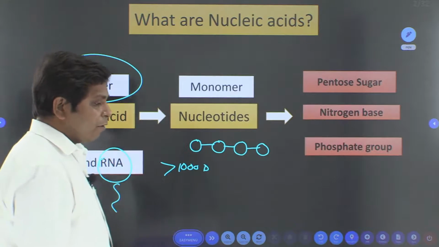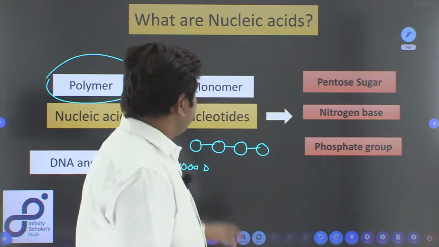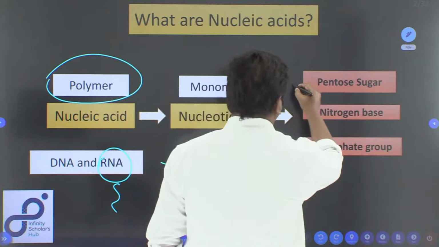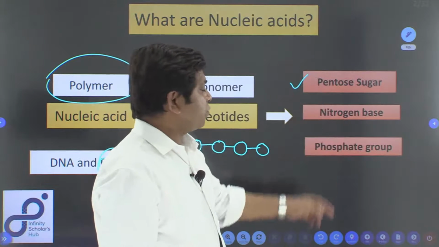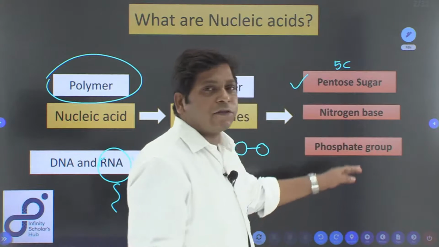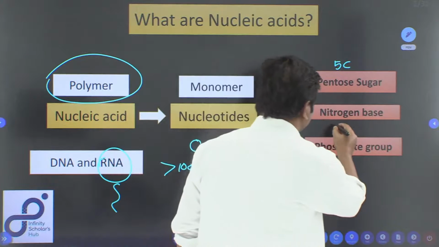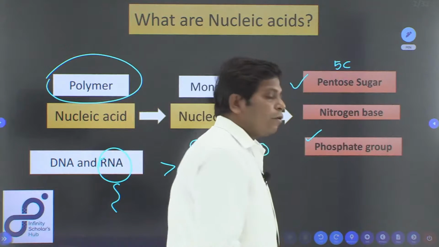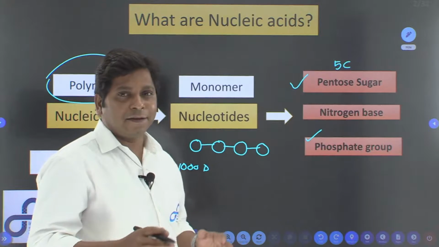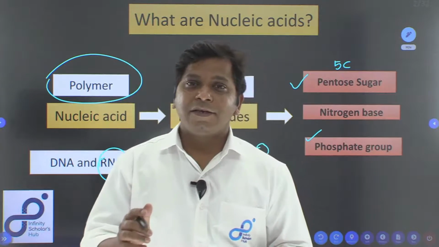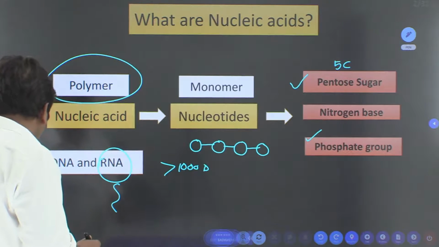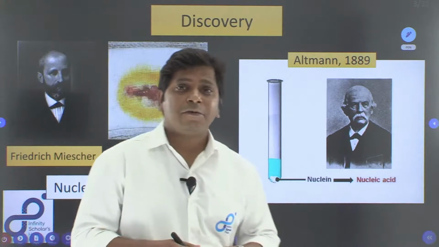When we are talking of nucleotides, which are the monomeric units, the nucleotides consist of three different subgroups. One of them is a sugar molecule, which is a pentose sugar, a 5-carbon sugar. In addition to that, it also has a nitrogen base and a phosphate group. The phosphate group determines the charge on that molecule. DNA and RNA are acidic in nature, and that acidity comes due to the presence of the phosphate group.